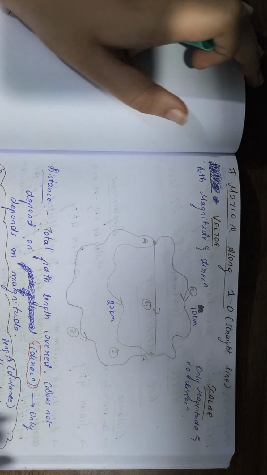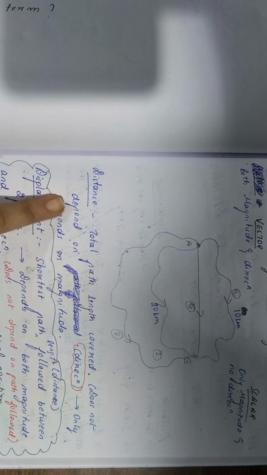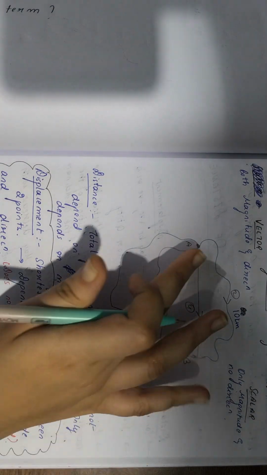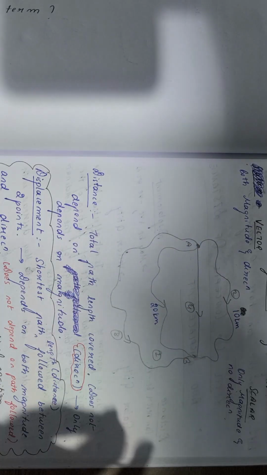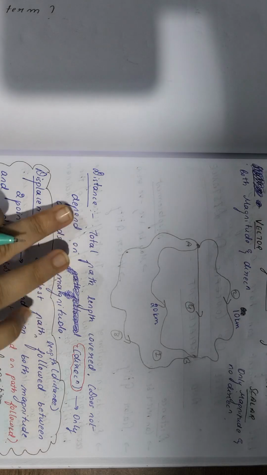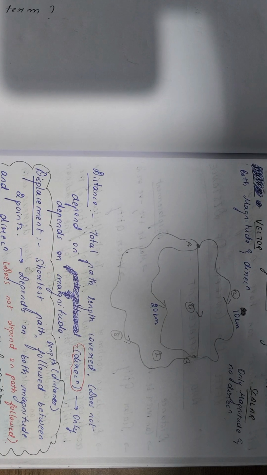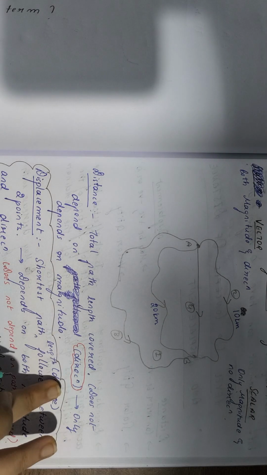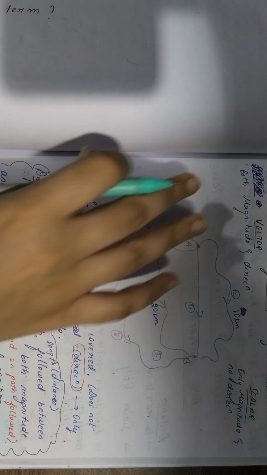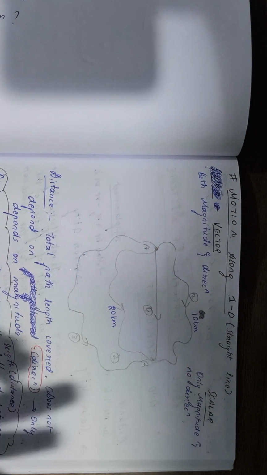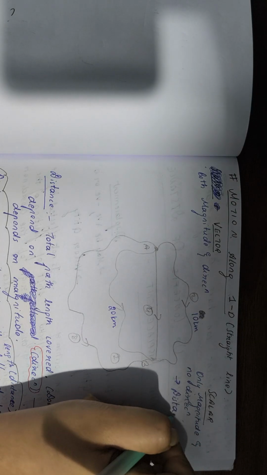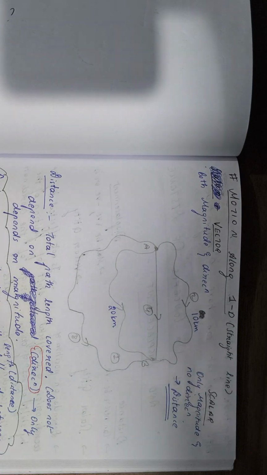So what is distance here? Distance is basically the total path length covered, and it does not depend on the direction followed. You can choose any path, and that is called distance. It does not depend on direction, it only depends on magnitude. Are you getting the point? So this is nothing but a scalar quantity. Distance comes under scalar quantity. I hope the magnitude and direction concept is getting clear.